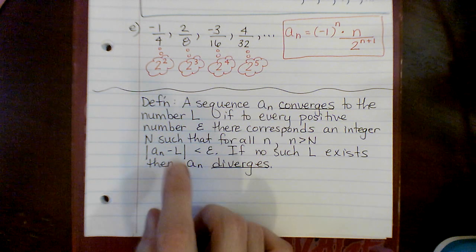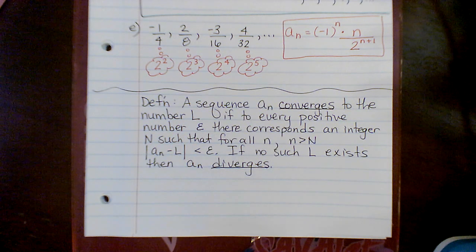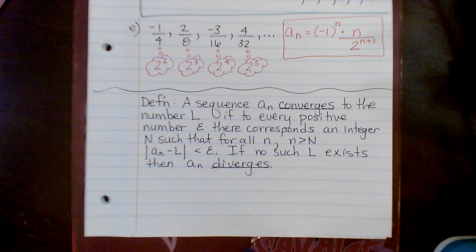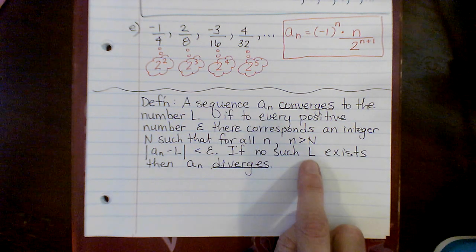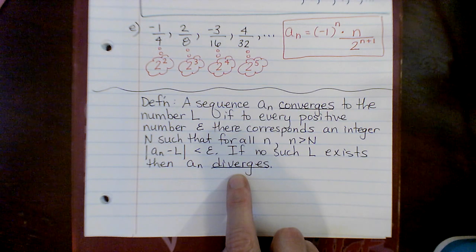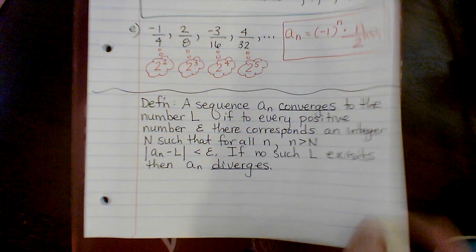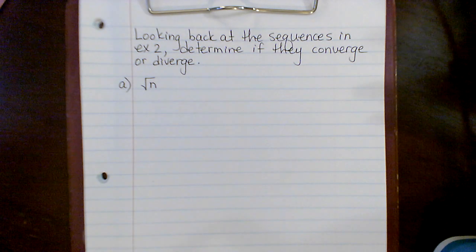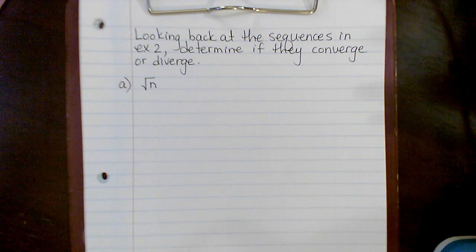It's kind of hard to mathematically define what it means to be infinitely close. This is how we mathematically define that. Now, if there's not a limit that the terms of the sequence get infinitely close to, then we say that the sequence diverges. So let's look back at the sequences that I just did in example 2, and let's talk about whether or not they converge or diverge.